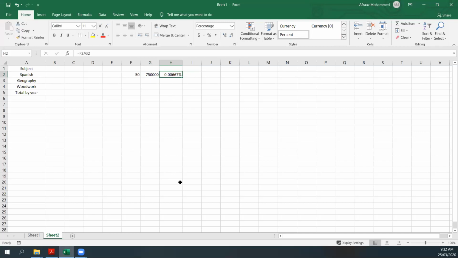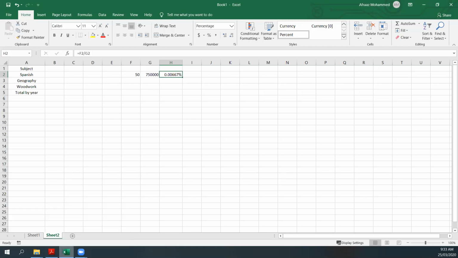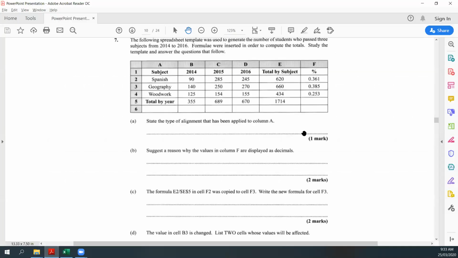So any one of those answers would have worked. Okay, everybody understands that? So one answer could be that the cells were not formatted as a percentage, right? And the second one could be that the values are actually so small. Okay, let's move on to part C.